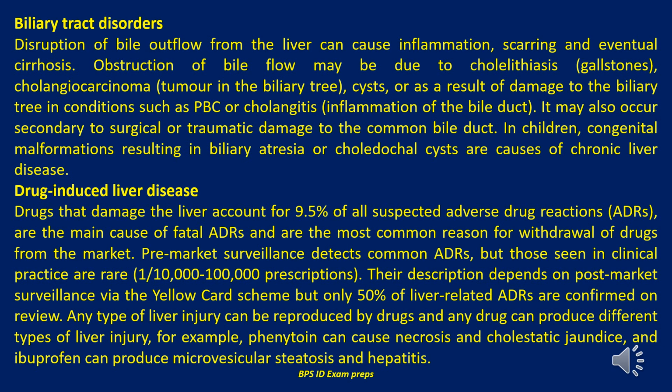Next we will discuss biliary tract disorders. Disruption of bile outflow from the liver can cause inflammation, scarring and eventual cirrhosis. Obstruction of bile flow may be due to cholelithiasis, that is gallstones, cholangiocarcinoma, that is tumor in the biliary tree, cysts, or as a result of damage to the biliary tree in conditions such as PBC or cholangitis, that is inflammation of the bile duct. It may also occur secondary to surgical or traumatic damage to the common bile duct. In children, congenital malformations resulting in biliary atresia or choledochal cysts are causes of chronic liver disease.